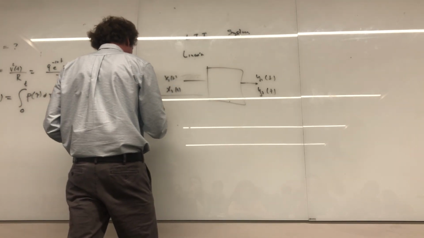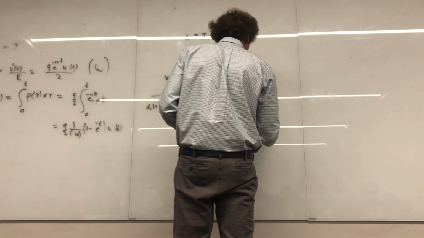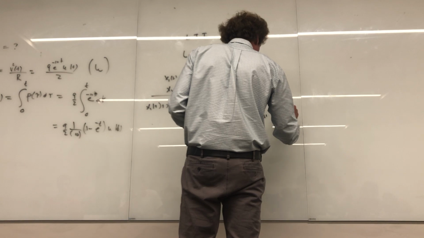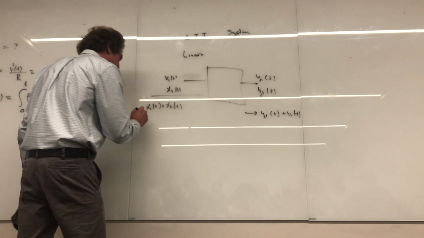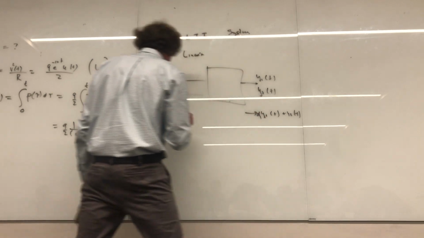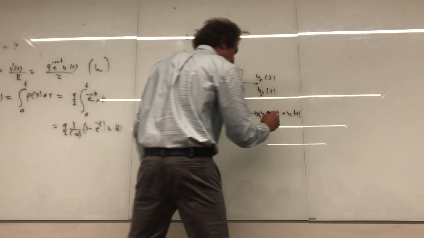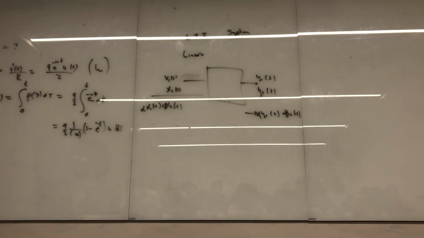If I have x1 of t plus x2 of t, then my output will be y1 of t plus y2 of t. Also, if I multiply this one by, say, alpha, the output here will be multiplied by alpha, and this one by beta, the output here will be multiplied by beta. So a linear time invariant system means simply that if you have a signal, you get an output; you have another signal, you get an output. If you add both of the signals together, the output will be the sum of the two signals. Right? That's what it means, and you can scale that.